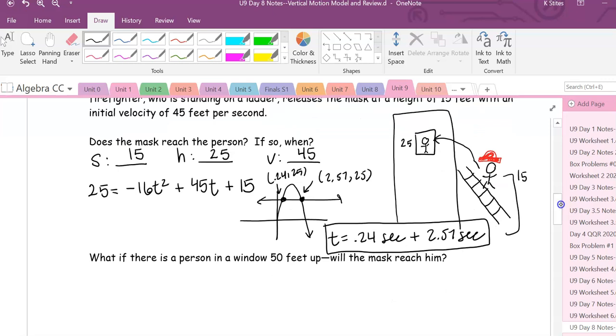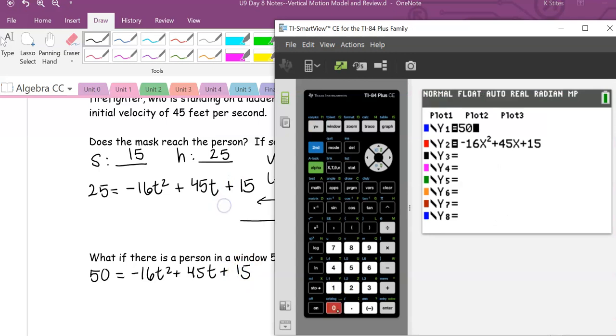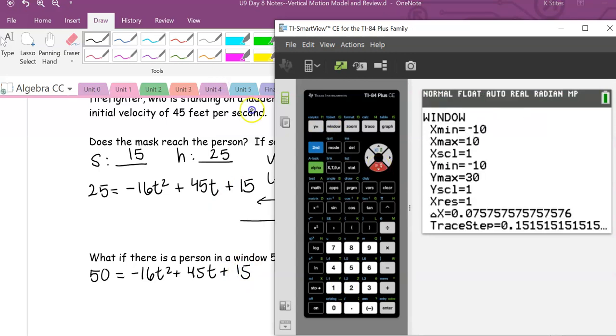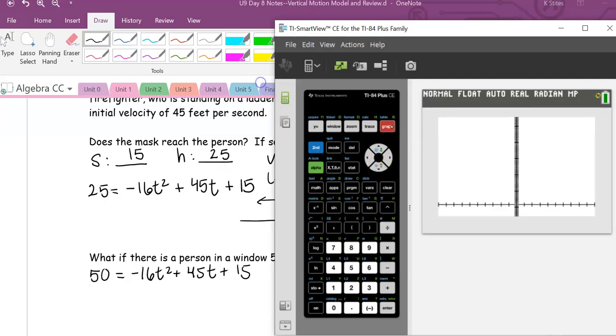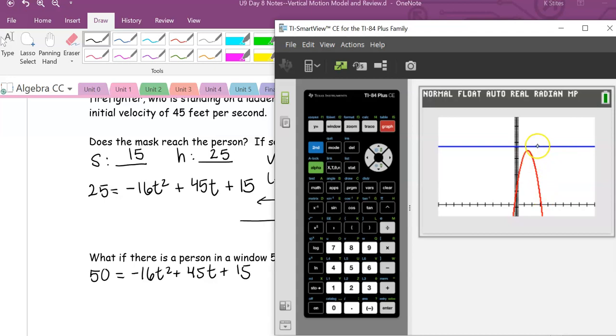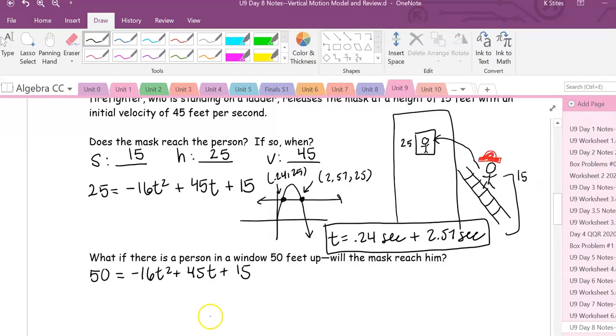What if there is a person in a window 50 feet up? Will the mask reach this person? Okay, so this changes a couple things. It changes our end height because now we've got to get this all the way up to 50. So we've got to go back and change this 25 to a 50, but you're also going to have to change your window to something bigger than 50. So let's say 75 again. And it's close, but you can see, no, the parabola does not hit the line. So that means that the mask will not reach the person.